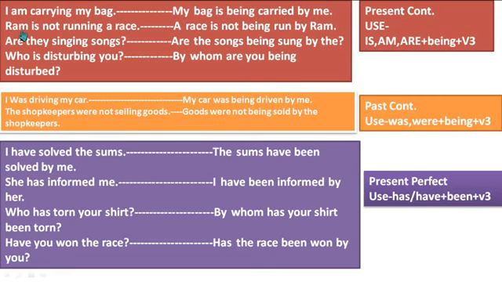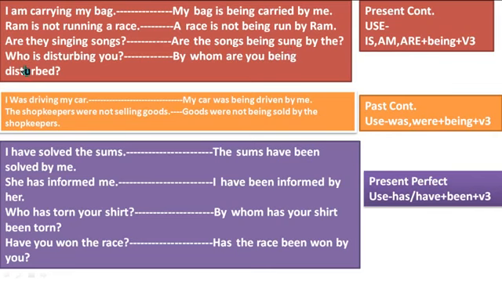The second sentence is Ram is not running a race. A race is not being run by Ram. And the third sentence is are they singing songs? So this is an interrogative sentence. We use the helping verb first. Songs is plural, so we use are. Are the songs being, the third form of sing is sung, by them.